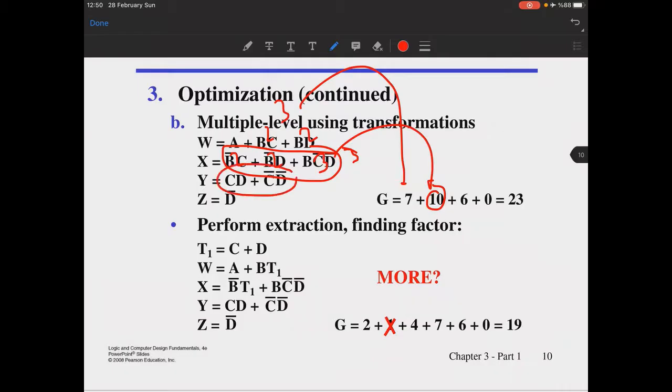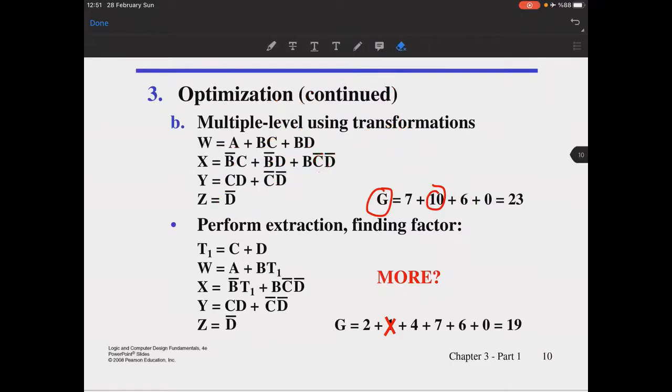And how about this one? It is 2, 2 connected to a 2-input OR gate, so it's 6. And this one is a direct cable, right? You have an inverter, but it is given here in the gate cost, so you don't count the inverters here. So the total cost here is 23.